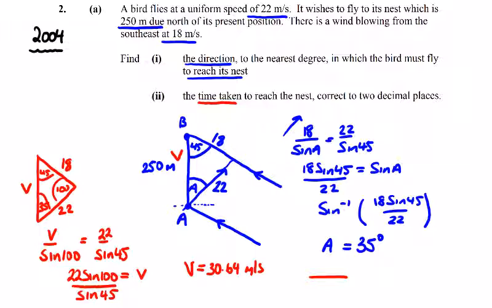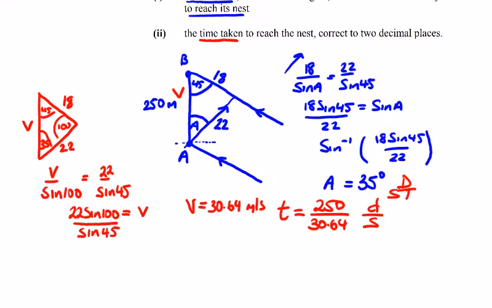So we want to get time, on your distance, speed, time triangle. Time is distance over speed. So the distance is the 250. The relative speed is 30.64. 250 divided by 30.64 is going to be 8 and a bit. 8.16 seconds for the bird to get to its nest before it starts lashing rain.